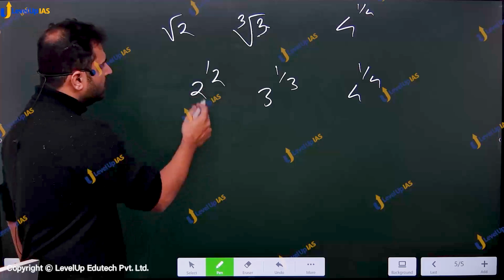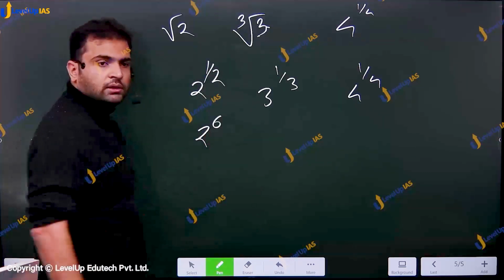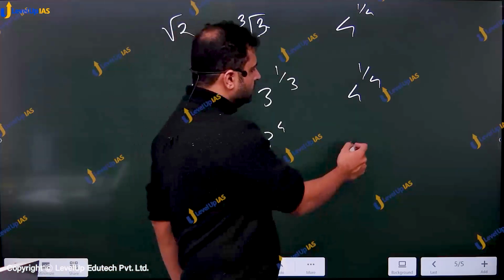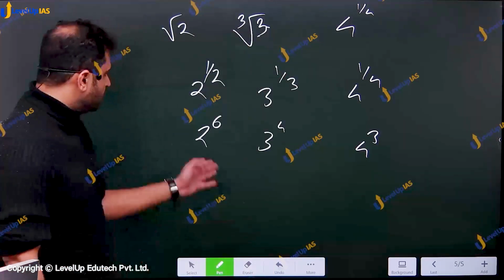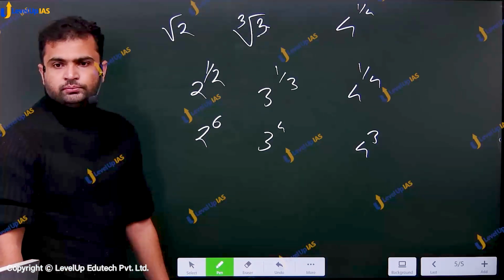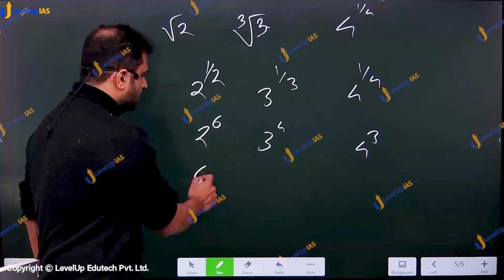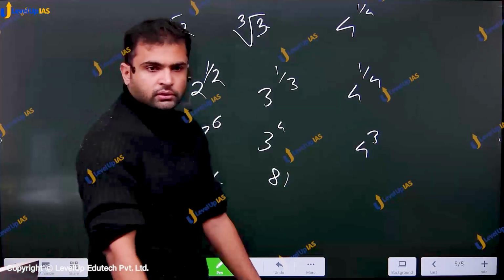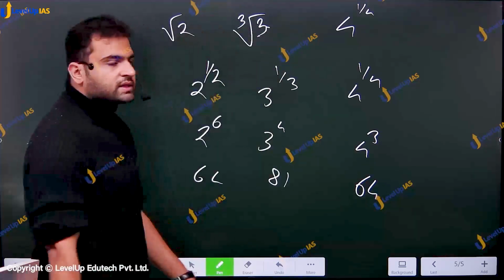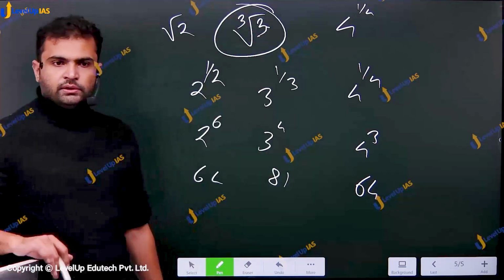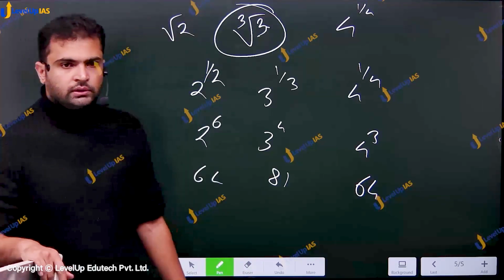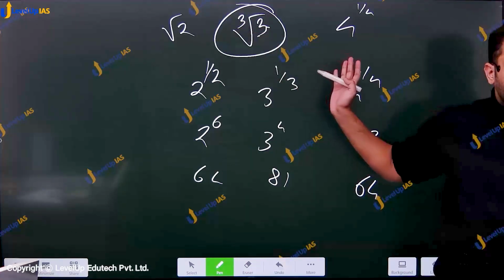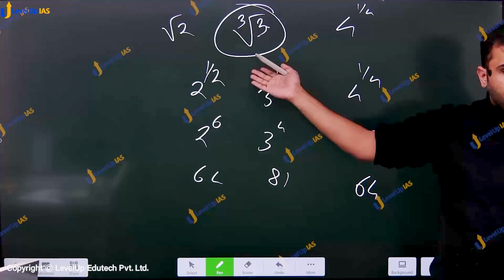So 2 raised to 1/2, raised to 12, is 2 raised to 6. This would be 3 raised to 4. And that would be 4 raised to 3. 2 raised to 6 is 64. This is 81. 4 cube is 64. Which is the largest? So it is not necessary that the first one or the last one will be the bigger or the smaller. It can be anything. Like here, the middle one is the greatest.